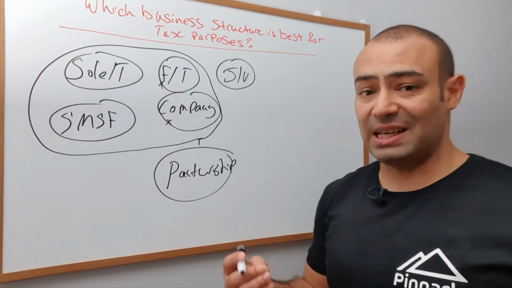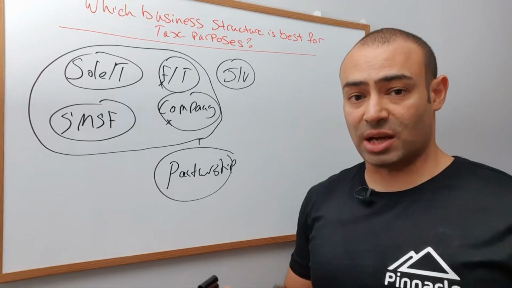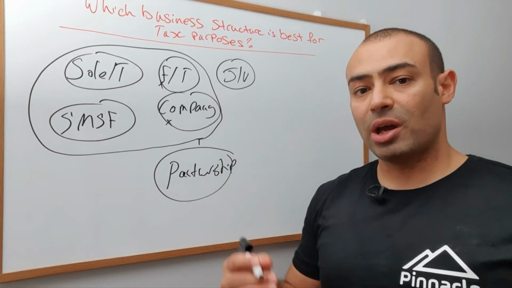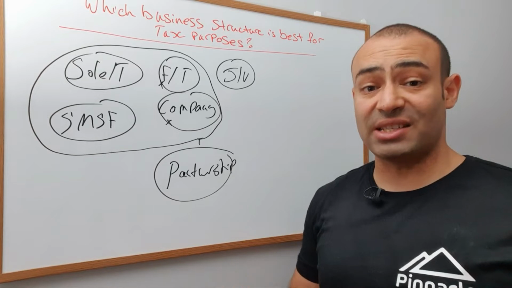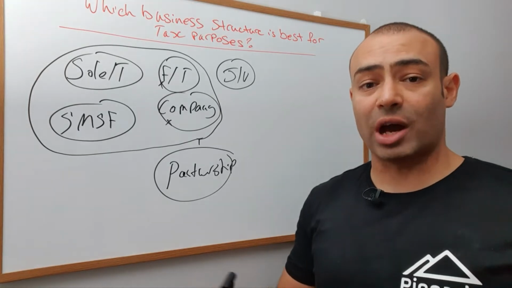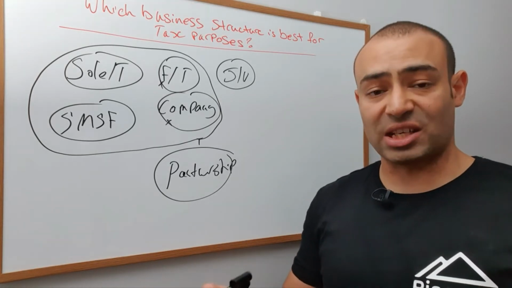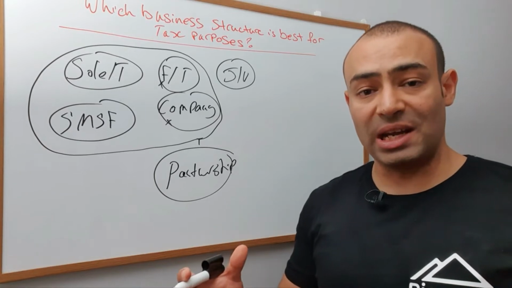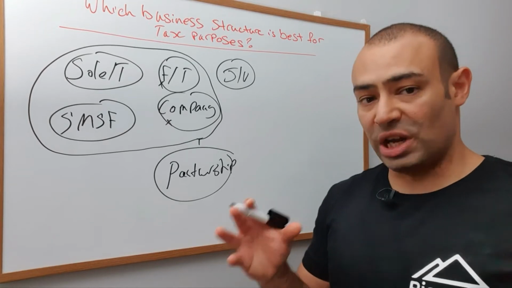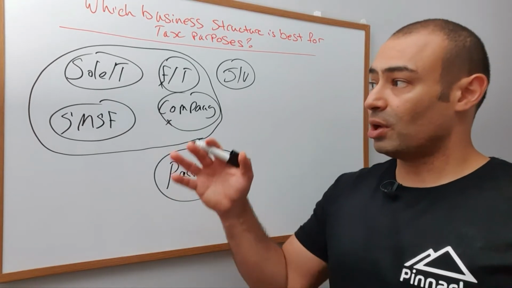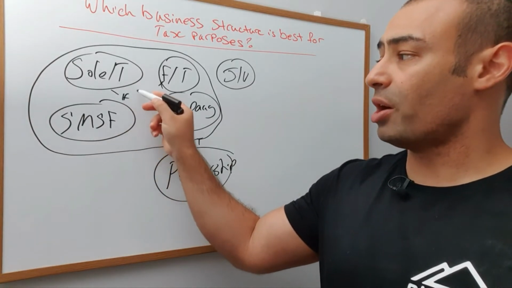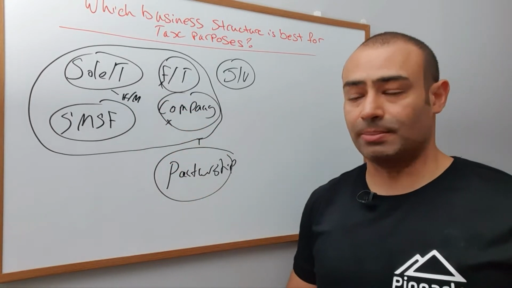Sole trader is fairly easy to set up and administer. Unfortunately, it does not have limited liability, which means if your insurance doesn't cover you for a particular incident, creditors or the legal system can potentially go after your personal assets to satisfy a creditor or remedy a defect your business has caused. And so we need to be careful with the sole trader. Also, you get taxed potentially at the highest marginal rate.